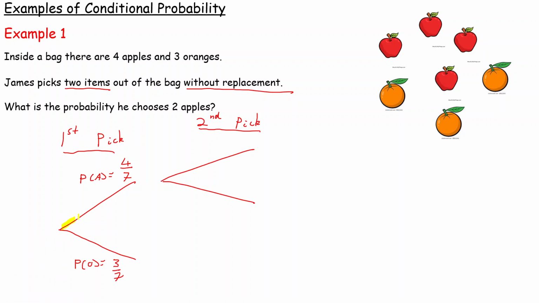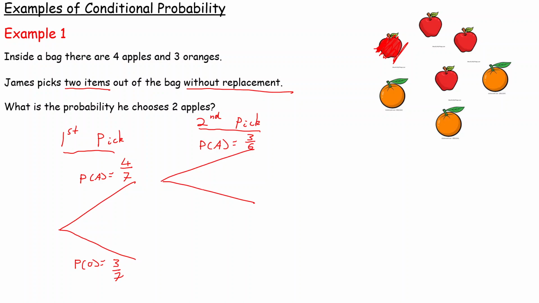If he chooses an apple on his first pick, because we're looking at the apple part here, that must mean he's taken the apple and it is now gone. So we've removed that apple. On the second pick, because he's taken the apple and not replaced it, there's now only 1, 2, 3 apples. So the probability now of choosing an apple is going to be 3 out of not 7, but 6, because there's only 1, 2, 3, 4, 5, 6 pieces of fruit left.